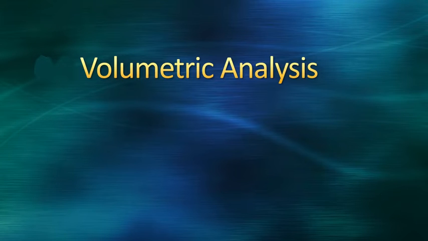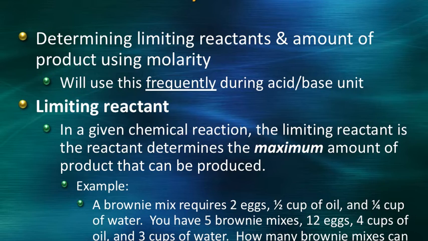Okay, so we need to cover one more thing before we actually get into acids and bases, and this is called volumetric analysis. This is a combination of two things which we should be mostly familiar with now. The first is stoichiometry, which you should be good at from first semester, and what we just covered with molarity, so taking moles from molarity and using stoichiometry to solve those problems. So we're going to use it to determine limiting reactants and the amount of products using molarity this time, right?